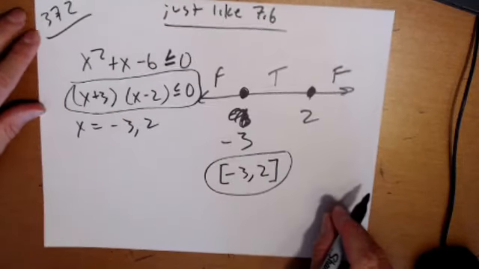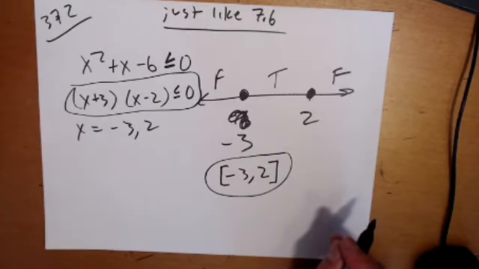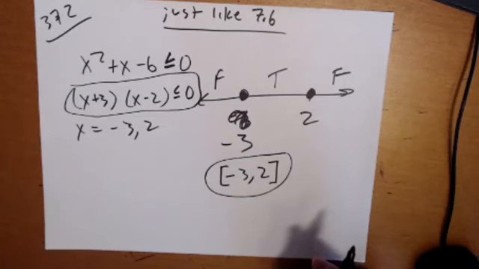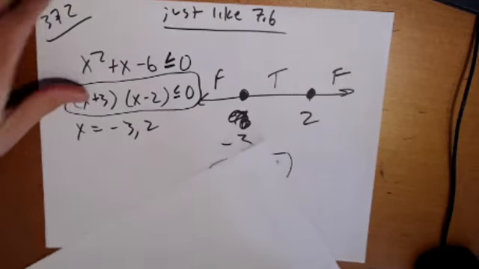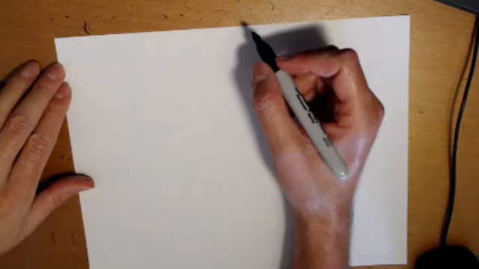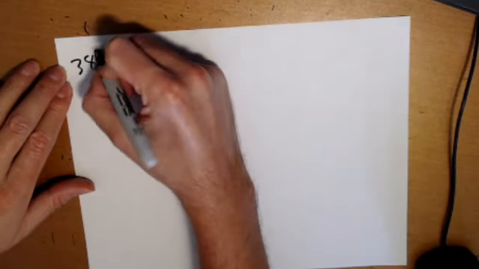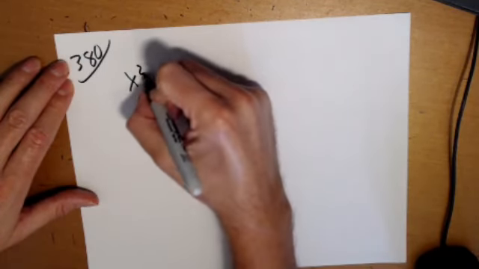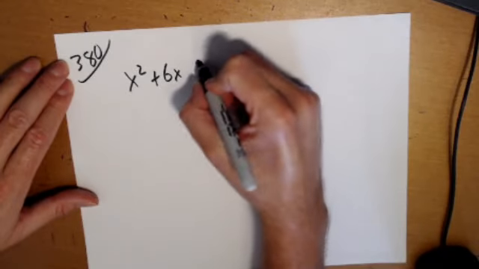So then put your answer in interval notation. Yeah, so right now you're probably saying, oh wow, this is 7-6 but way easier. Yep. I'll do one more. That's 372. Sometimes they can get a little ugly. Let's try 380. X squared plus 6x plus 3.